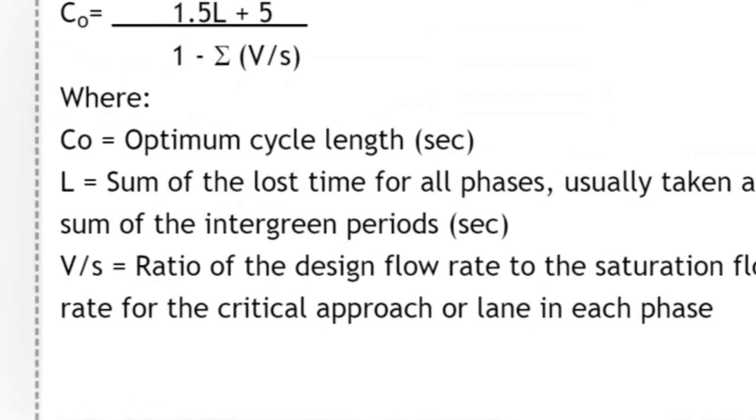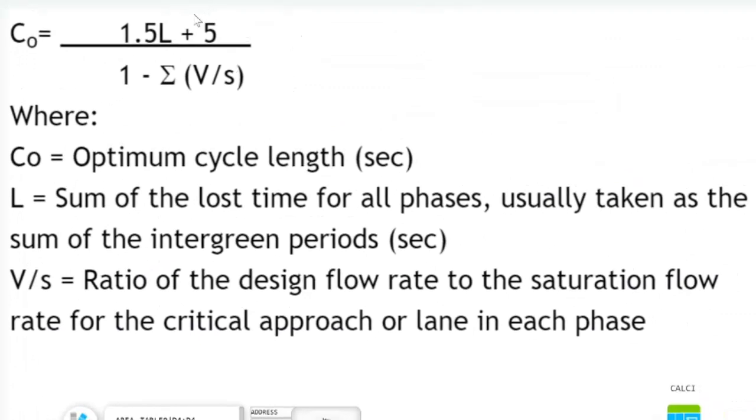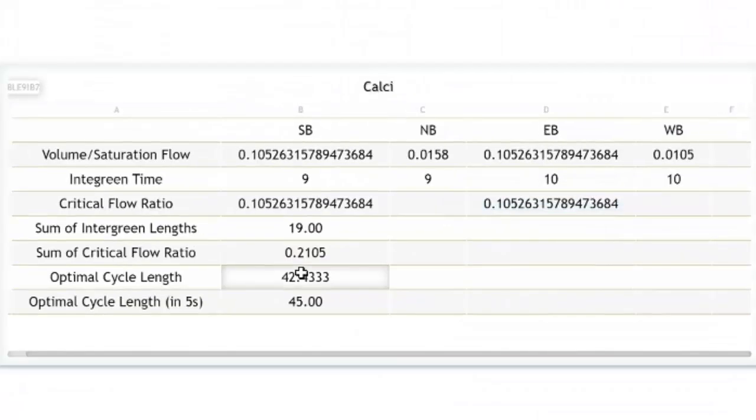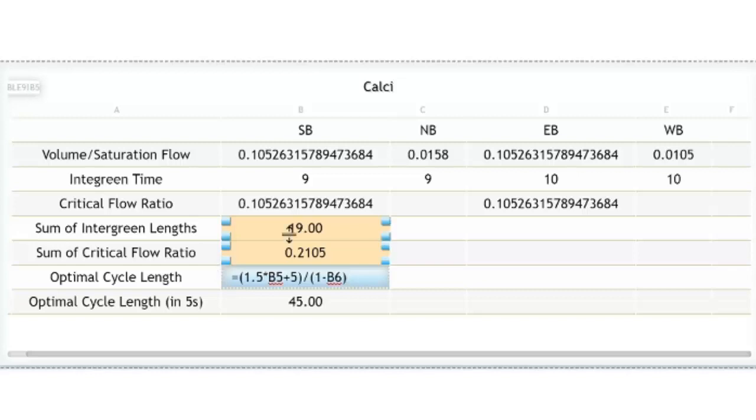And the optimal cycle length is calculated according to this equation: 1.5 L plus 5 divided by 1 minus the sigma of V by S, the volume to saturation flow ratio, or the volume to capacity ratio. So this equation is applied in the cell here. It is 1.5 times V5, that's the intergreen length, plus 5, divided by 1 minus B6, which is the sum of critical ratios, the V by S ratio, and you get the optimal cycle length.